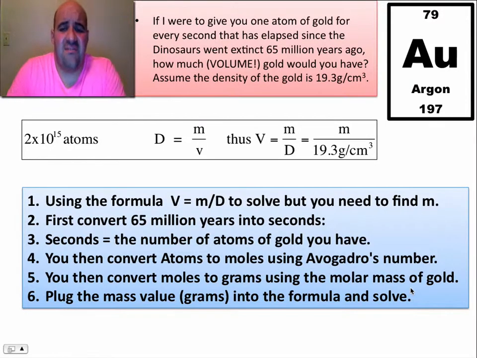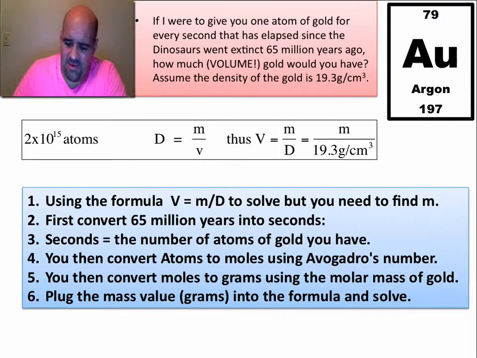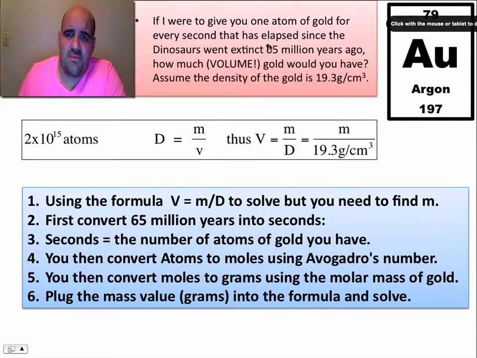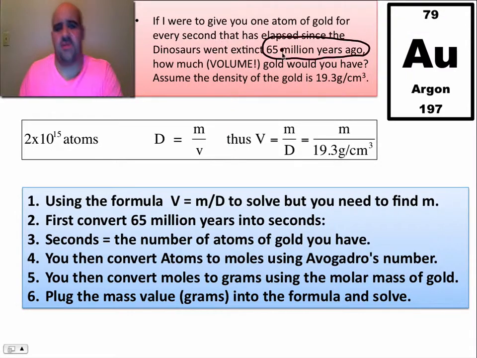This is a very involved problem, and you're going to get one with a slightly different number on your test. I'm going to remove the 65 million. Sometimes I use 200 million and other things like that, Pangea. But basically to solve this, we're using the formula volume equals mass over density. We know density, but we need to find the mass. So first you convert the number of years you have into seconds. And the seconds equals the number of atoms of gold you have.